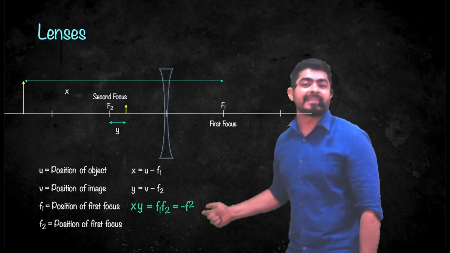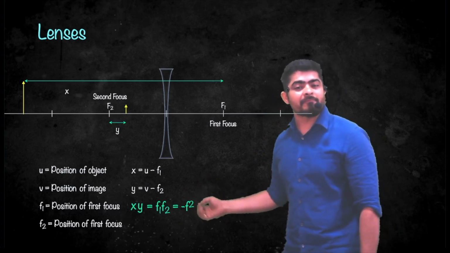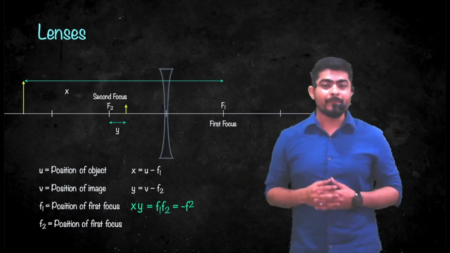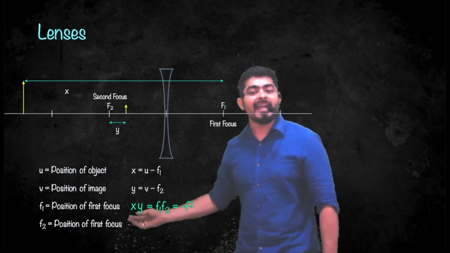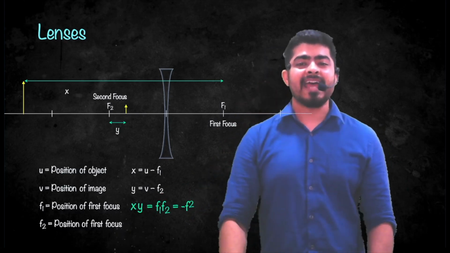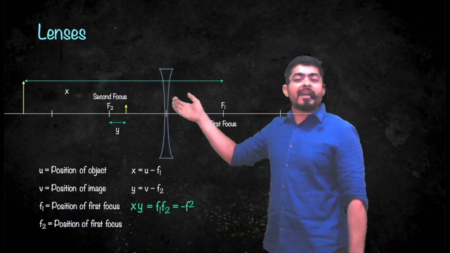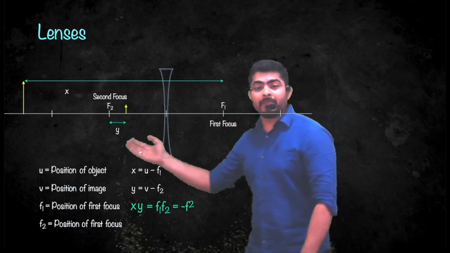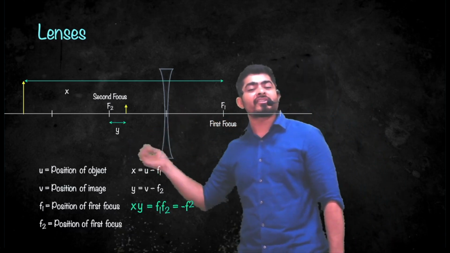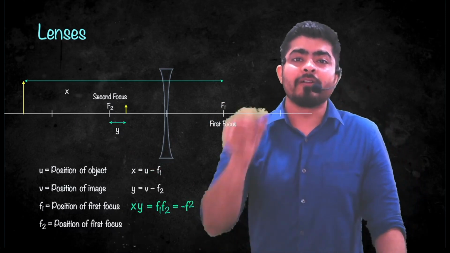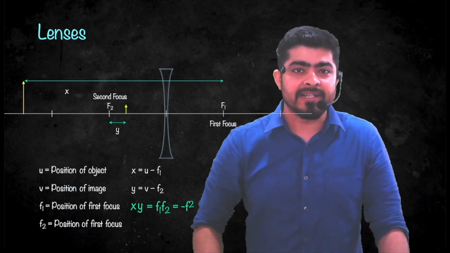Again, this is negative. Square is positive, but we got a minus sign. So this side of the equation is negative. That means again x and y should always have opposite sign. So when the object is in the negative direction of the first focus, the image should be in the positive direction of the second focus. Again, this is valid for all the cases of real and virtual objects.